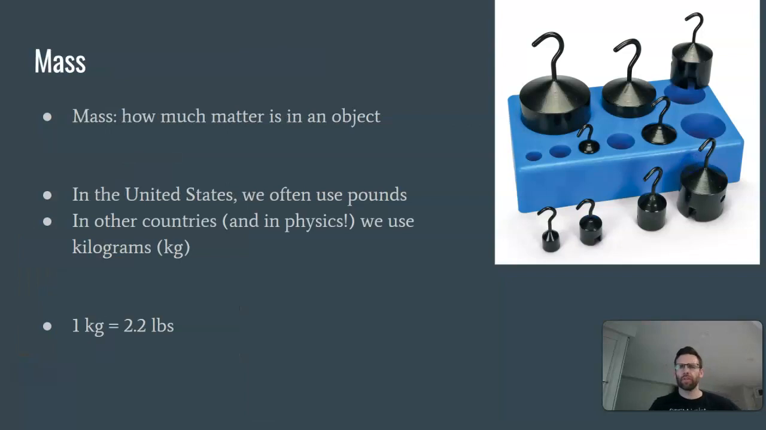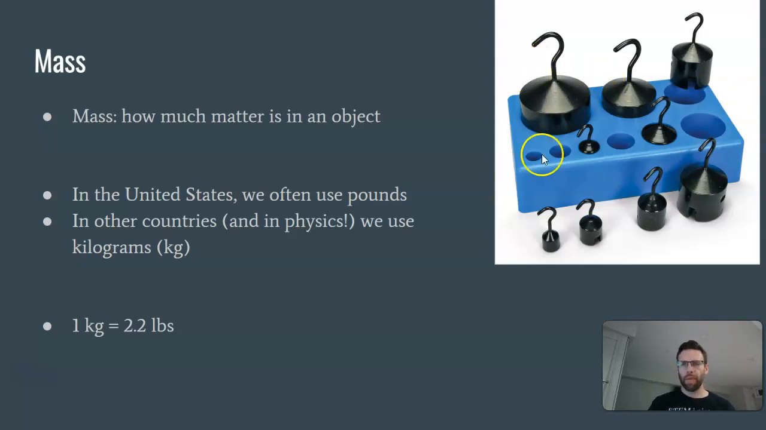So one thing we haven't talked about quite yet is mass, but I think some people might have an intuitive understanding of mass, but there's just a few things we need to clarify. So mass, the definition is how much matter is in an object. So it's kind of a vague definition. But it's kind of like how much stuff is there. And so the more stuff there is, it's like the heavier it feels. In the United States, we often use pounds, but in other countries and in physics, we're going to use kilograms, or sometimes you'll just see the abbreviation for kilograms is kg.